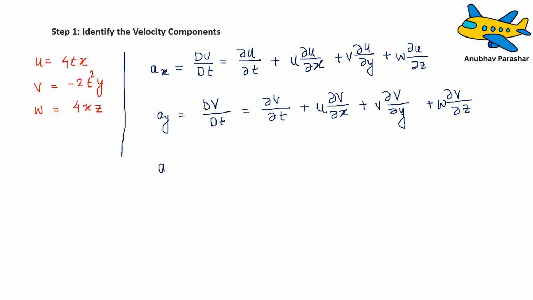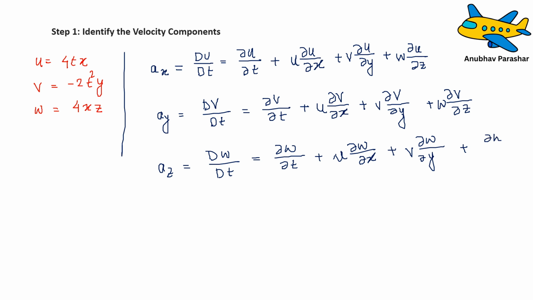Similarly, if you want to write az, how are you going to write it? It is basically capital D w by capital Dt. So this represents nothing else but the rate of change of w with respect to time, the material derivative. This is equal to what? Partial derivative of w with respect to time, the local acceleration part, then the rate of change of w with respect to x multiplied by velocity in x direction, plus the rate of change of w with respect to y multiplied by velocity in y direction, plus the rate of change of w with respect to z multiplied by velocity in z. So this is the material, or total, acceleration.